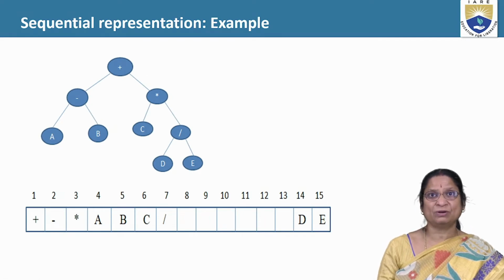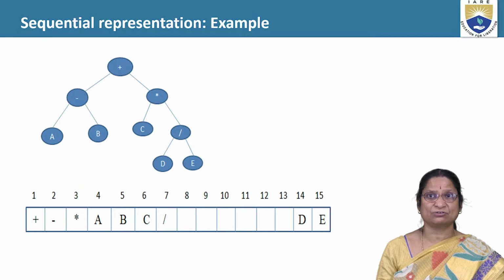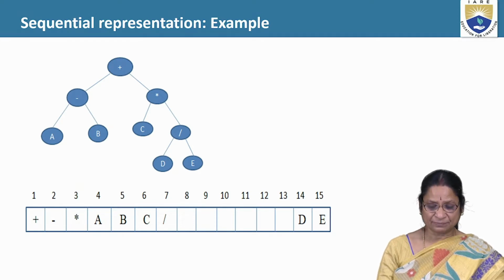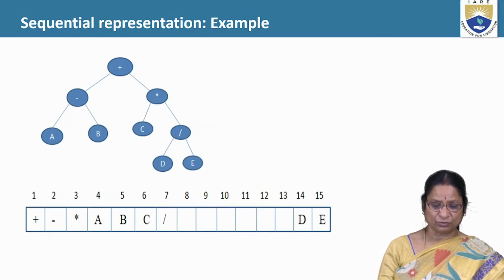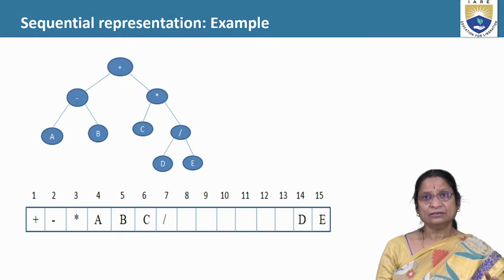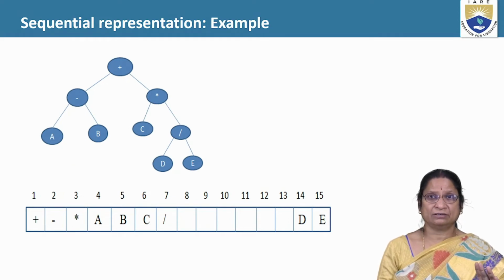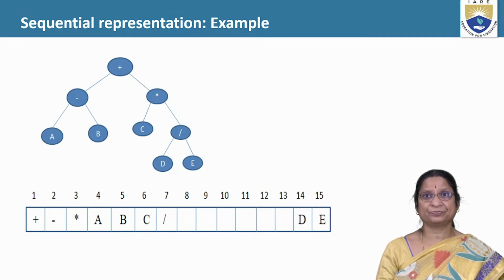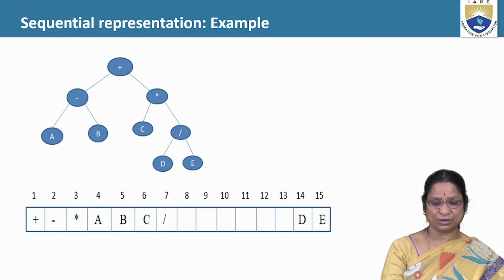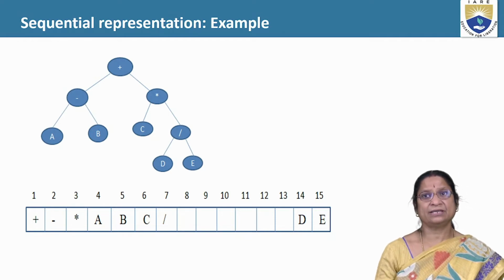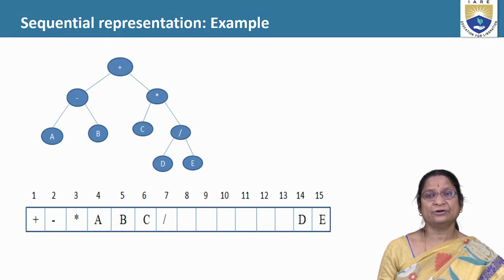Maybe it is a normal family tree or it can be an expression also, whatever it may be. If you observe here, a large number of locations are empty. So what is the height? 0, 1, 2, 3. 3 is the level actually. So we are going to consider 2 cube, which means 16 locations will be there.